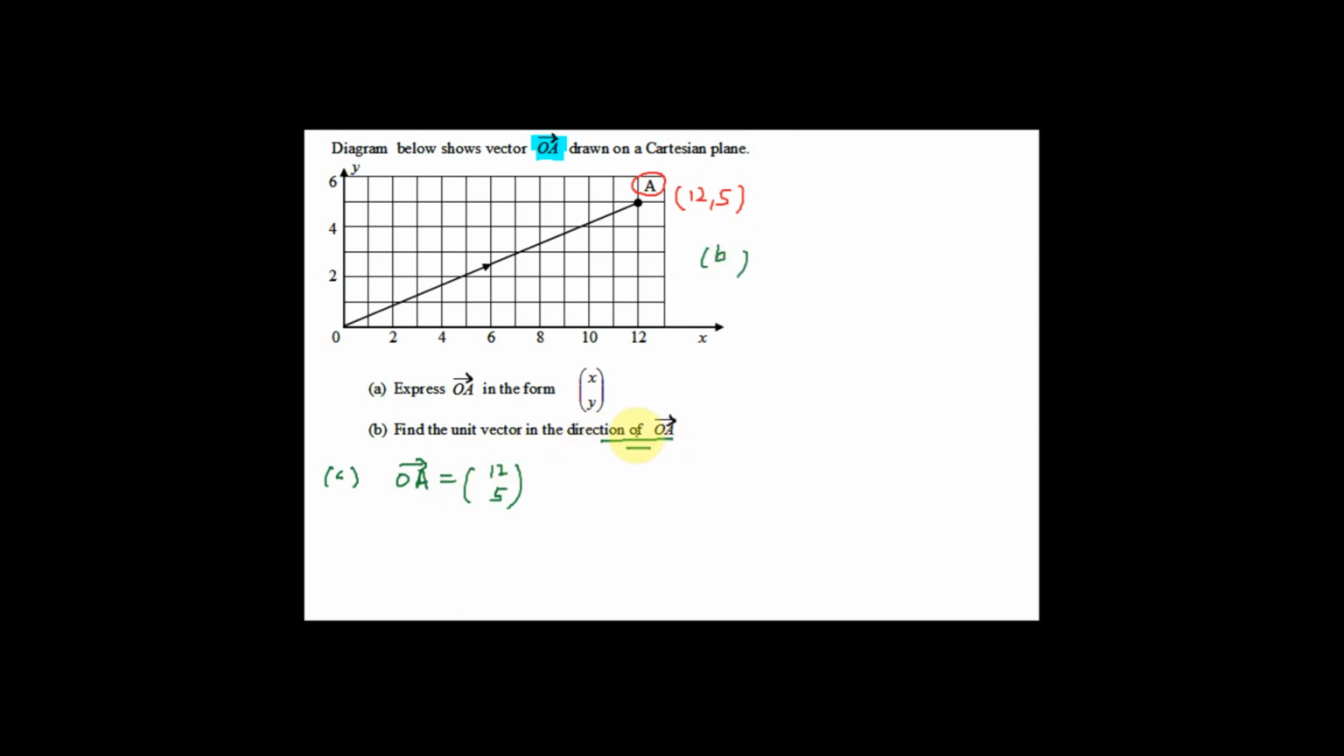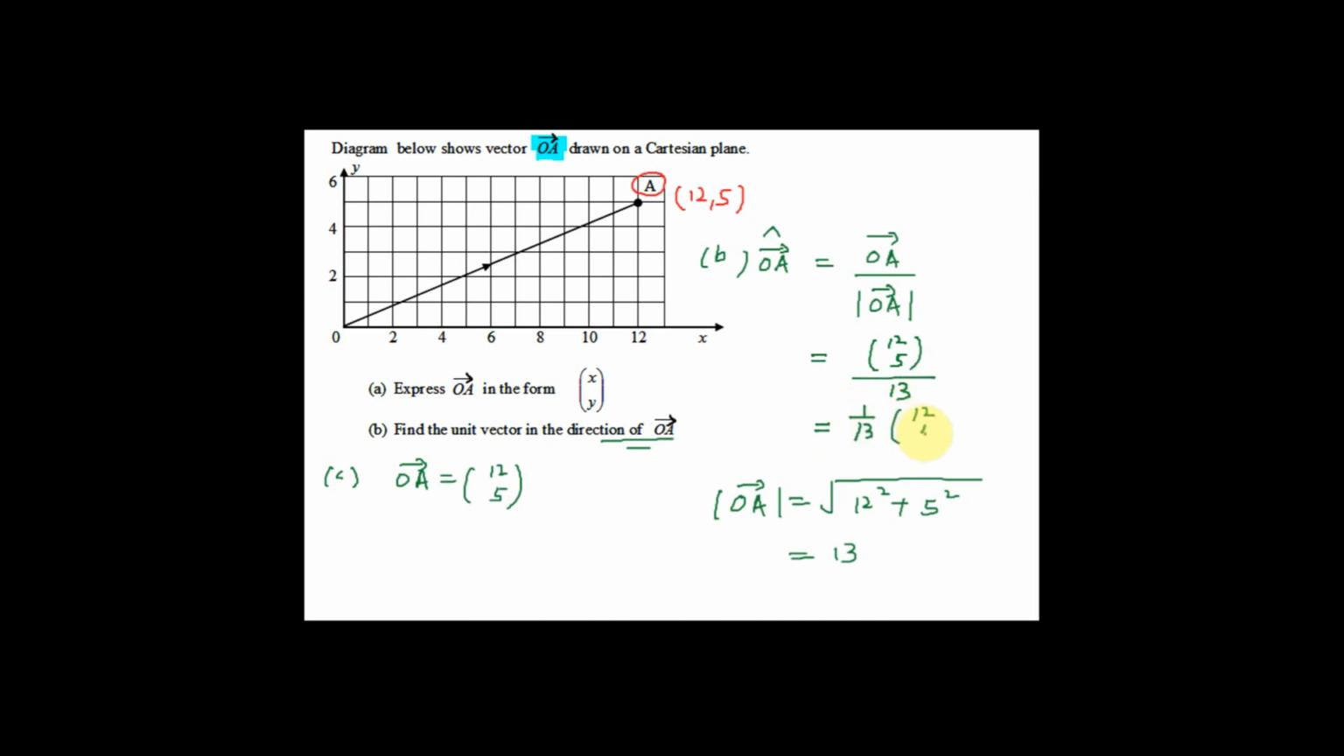For part B, you have to find the unit vector in the direction of OA. So remember, if you want to find unit vector in the direction of OA, this is the symbol. This equals OA divided by modulus OA. So now you are dealing with column vector. So what is the modulus OA? This equals square root of the i term, 12 squared, plus the j term, 5 squared. This equals 13. Now what is the unit vector in the direction of OA? This equals the vector OA, which is (12, 5), divided by the modulus OA, which is 13. You can put your answer like that, 1 over 13 times (12, 5).